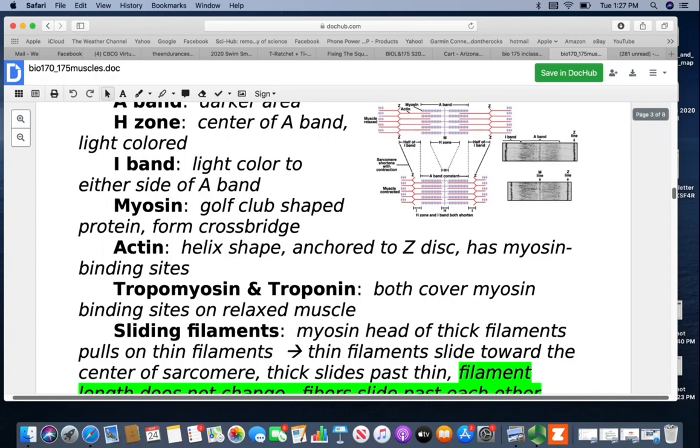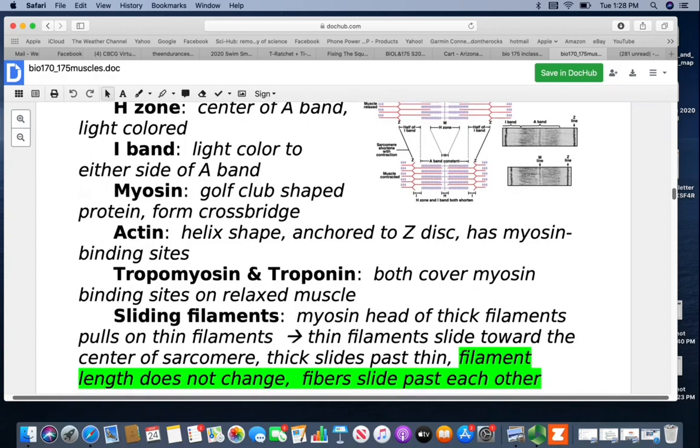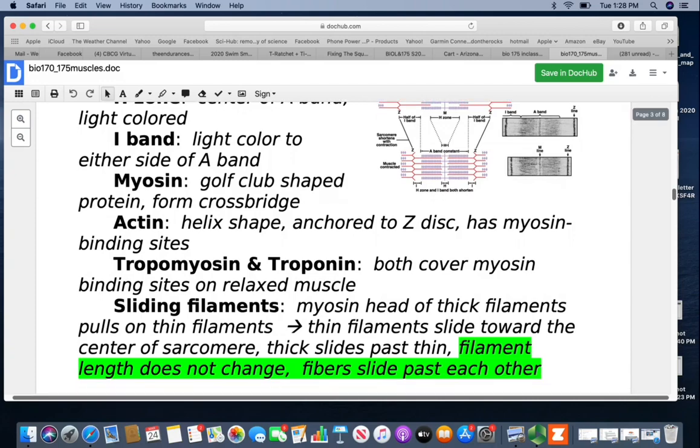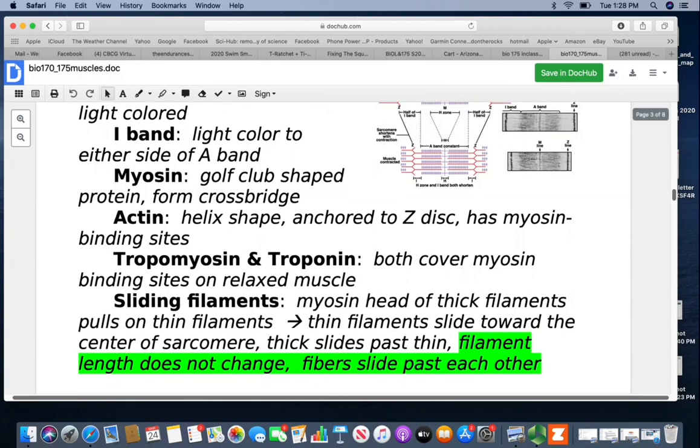So when muscles contract, we talk about it occurring by sliding filaments. You may see this referred to as the sliding filament theory. What happens is the myosin head that's on those thick filaments is going to pull on the thin filaments that are made of actin. Those thin filaments are then going to slide towards the center of the sarcomere. So the thick slides past the thin. The filament lengths do not change. What happens is the fibers slide past each other and the sarcomere shortens because you've got more overlap.